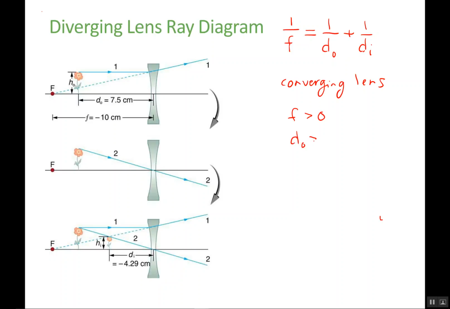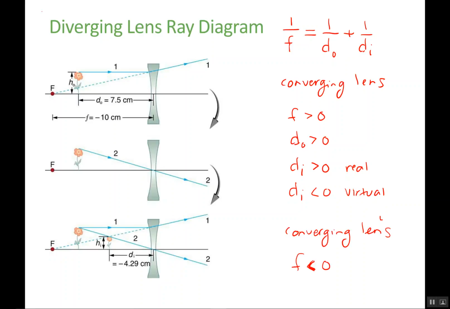The object distance is always going to be greater than 0 if you're dealing with single lens systems, which is what we're going to limit ourselves to. The image distance is greater than 0 if the image is real, and the image distance is less than 0 if the image is virtual. And remember, virtual images can only be seen by an observer if they're looking through the lens. On the other hand, real images can be projected onto screens or projected onto the film of a camera or the retina of your eye.